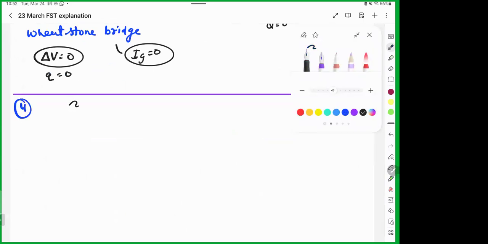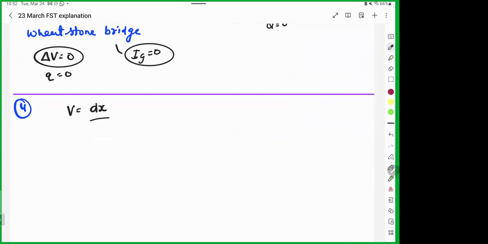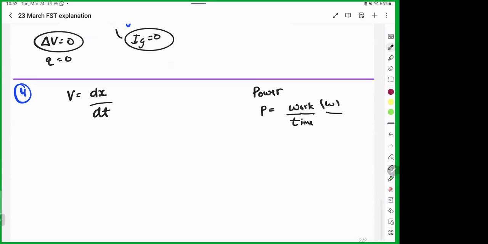You know velocity is equal to dx upon dt. You know power P is equal to work done by time, correct? Rate of doing work, work by time. So this is W by T. What is your work done? Work is force into dx, upon time or dt, you can write. Can you say force is also equal to this?